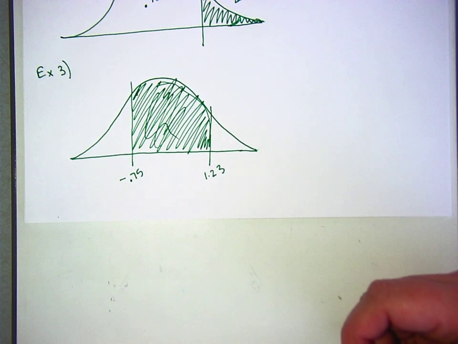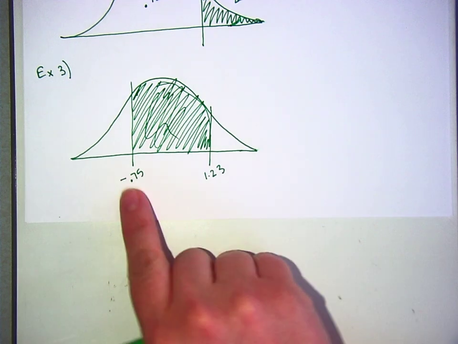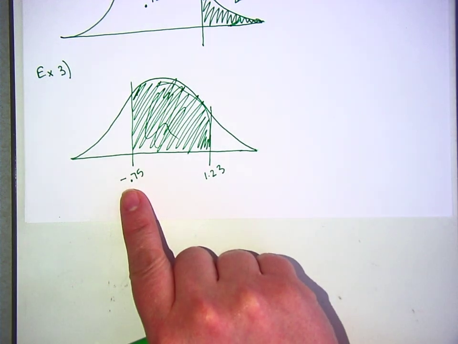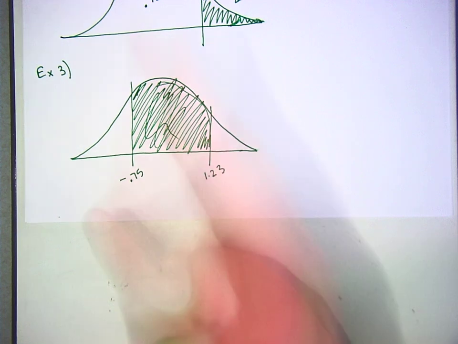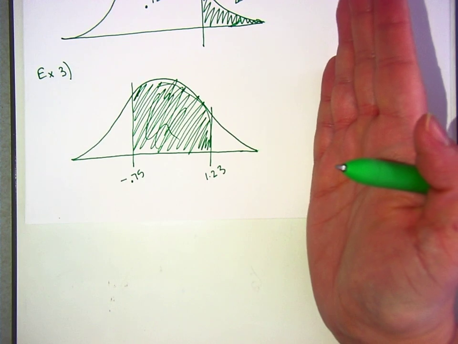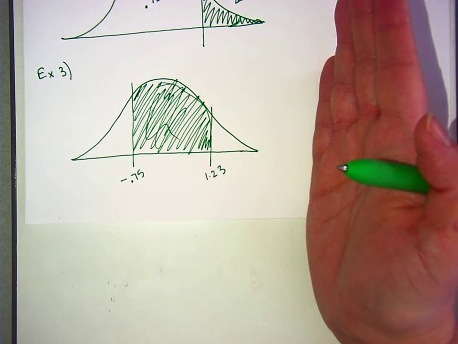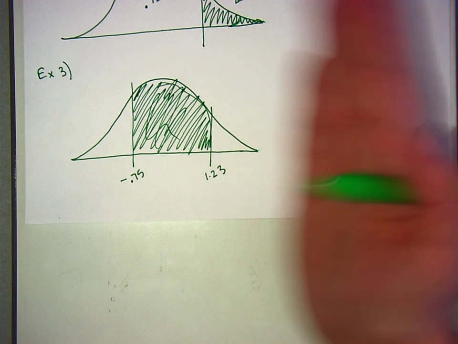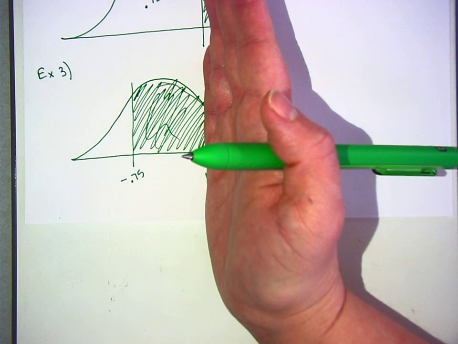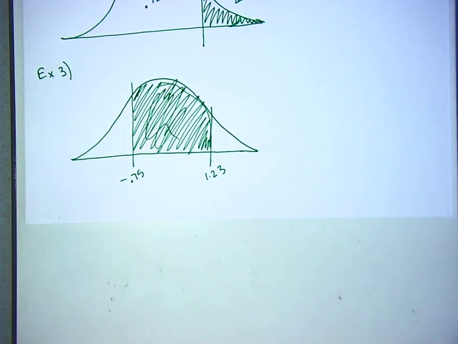My deal is to take the negative 0.75 and go find it on the chart, and then subtract it from 1. And that would give you this area over here? Yeah, and then do the same thing with 1.23, and then kind of take the overlap. I see what you're saying. I mean, I don't know how we would find the overlap, though, exactly in that.